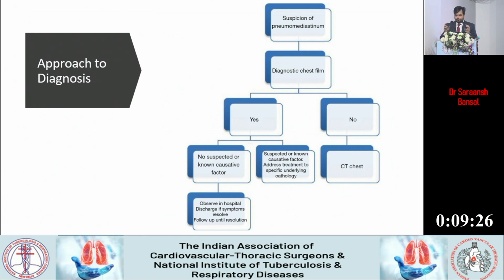So how do we approach a patient with pneumomediastinum? Well, we have a suspicion of pneumomediastinum with the mentioned clinical findings. We do a diagnostic chest film. If there's nothing that you could find on a diagnostic chest film, we go ahead with the CT scan. Now, if there are findings on the diagnostic chest film, we need to look for the causative factor. Whether it is a suspected or known causative factor, we need to address the treatment. Or if there is no suspected or no known causative factor, we need to observe and see how the patient progresses.